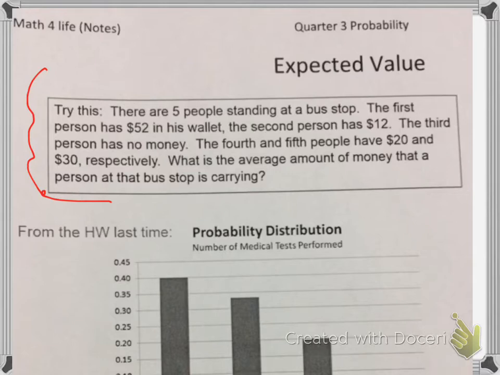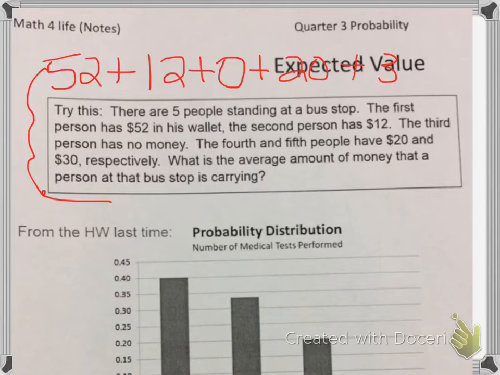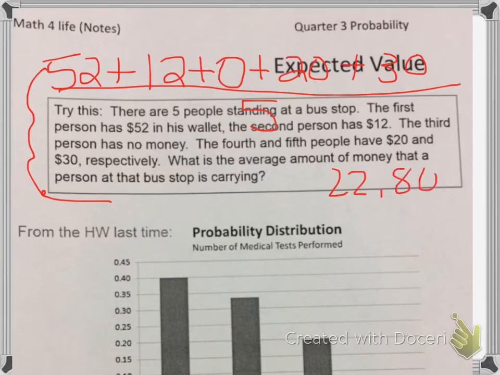Well, in order to find the average here, we're just going to add those numbers together and divide by the number of people that there were, which is 5. So $52 for the first person, plus $12 for the second person, $0 for the third person, and then $20 and $30 for the fourth and fifth person. We're going to add those together and divide by 5, and that's going to give us the average amount of money that each one of them would have in their pocket. And if I did that on my calculator correctly, I got $22.80 is the average that they would have in their hands or pockets if they're waiting at the bus stop.